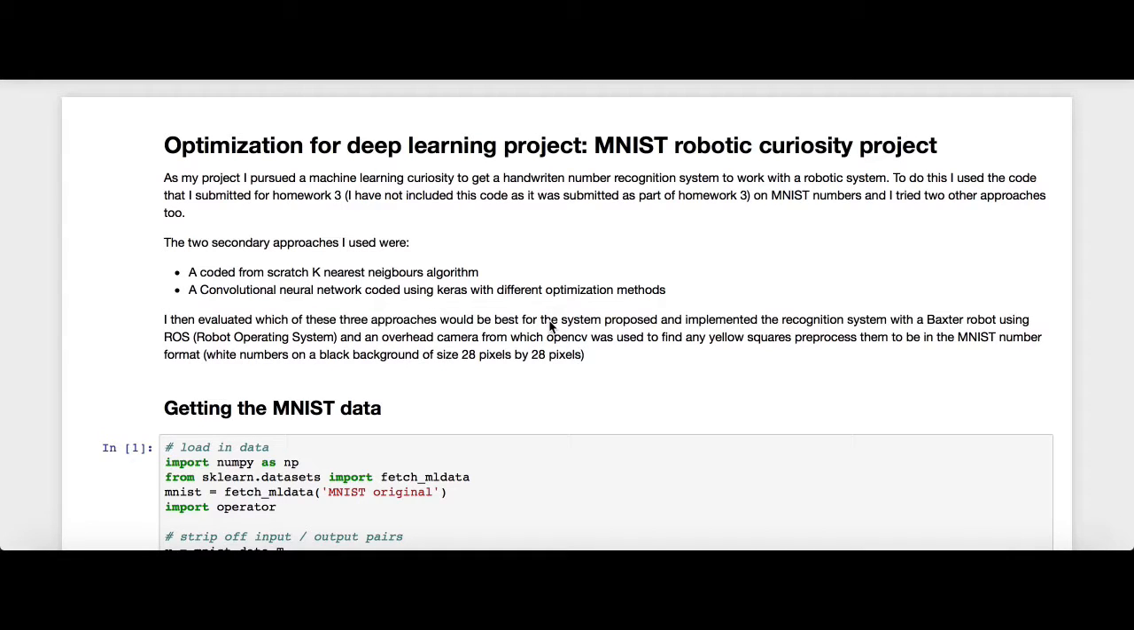My machine learning project was getting a Baxter robot to use MNIST data for handwritten digit recognition. I'm going to walk through my notebook now, and then I have videos of my system tracking numbers in real time and a Baxter robot using the system to perform pick and place.